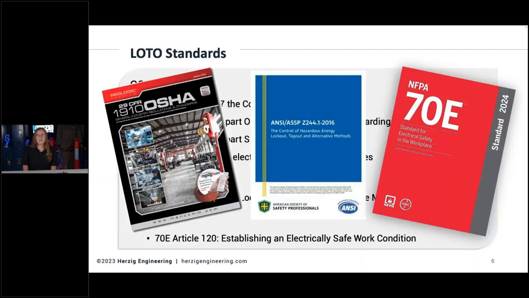Okay, let's talk about those regulations. There's three main books that we typically look to. There's, of course, the OSHA regulations, so the 1910. And then there's also ANSI. Okay, we'll talk about that a little bit. And then the NFPA 70E, because whenever it comes to electrical, there are actually additional steps for Lockout Tagout.